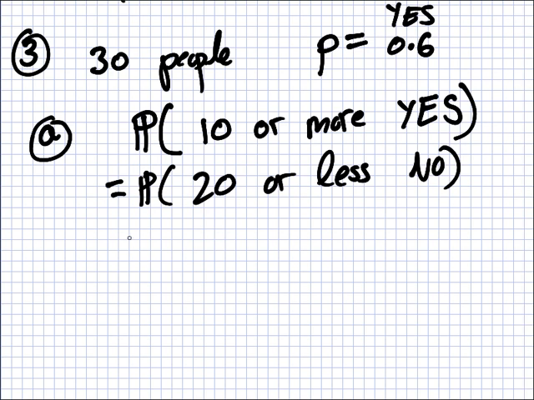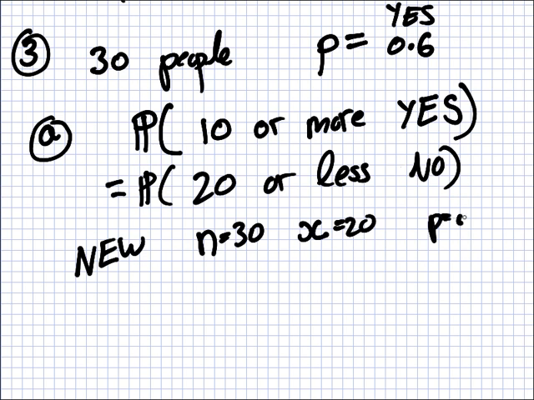So you have to be careful now because you've changed this into a new problem. The N is still 30. The X is now not 10, but what? 20. And instead of looking for yeses as success, we're counting noes. So it's 0.4. So if we go to 0.4 and 20, what do we get? It's pretty big, is it? 0.9991. Okay.